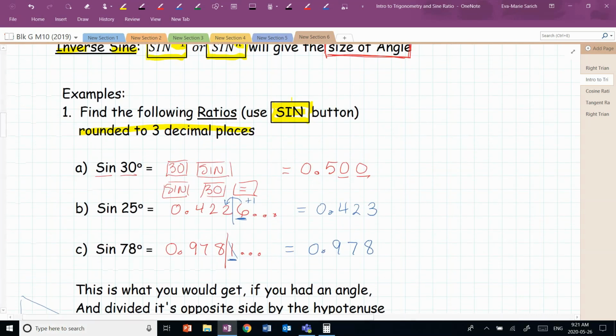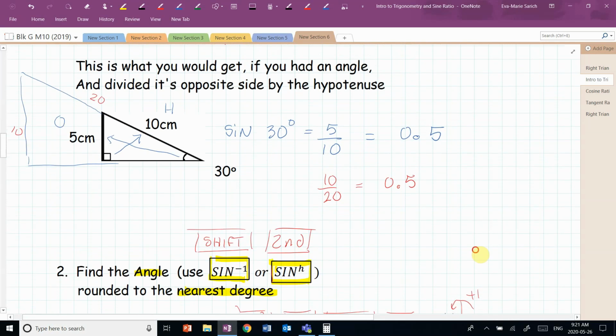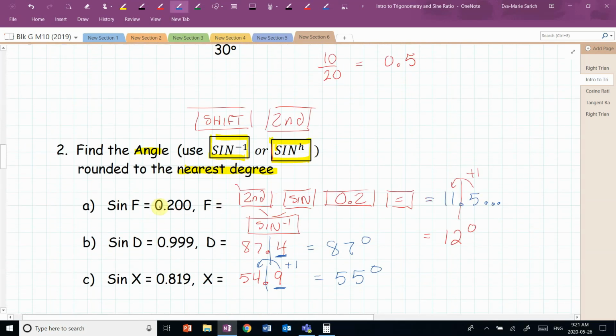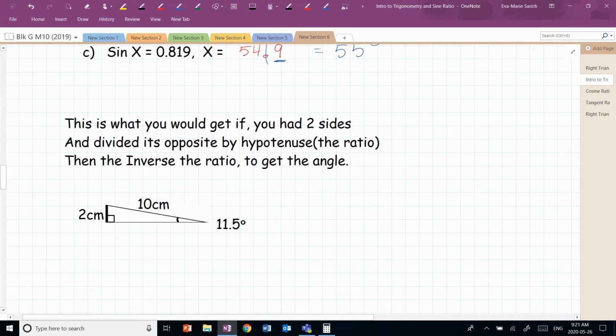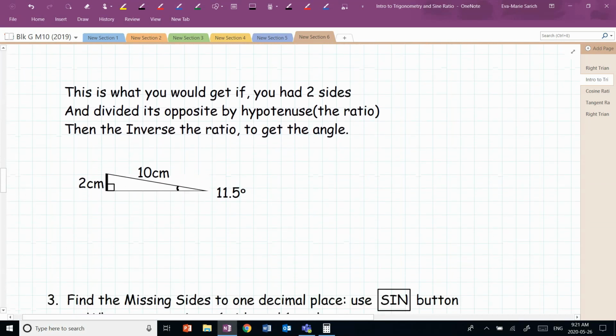Okay, so using our sine button, we figured out how to get the ratio. And then given a ratio, we figured out how to get the degree. So how's this going to help us in finding angles? That's what we're going to work on next. Now, before we move to that, I just want to, again, show you what this means, okay? So this is what you would get if you had two sides and you divided its opposite by its hypotenuse to get the ratio, and then you inverse the ratio to get the angle, okay?